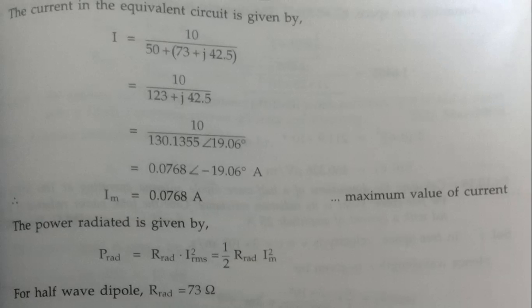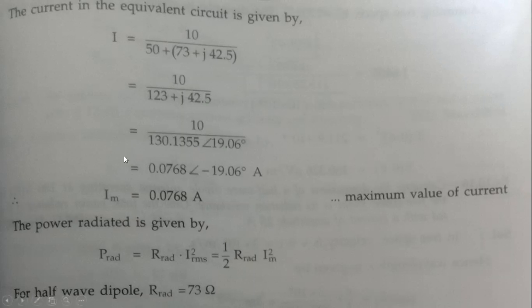R is the combination of two things. One is the load in rectangular form, and the other is the internal resistance. The internal resistance value is 50 and the load side is 73 plus j of 42.5. Now the real parts add, that is 50 plus 73, so 123 plus j of 42.5. This rectangular form will be converted into polar form, so you will get 130.1355 angle 19.06.